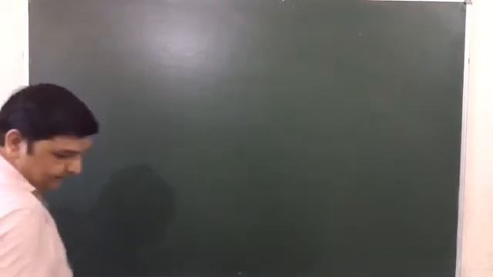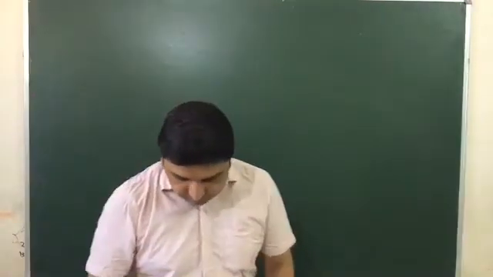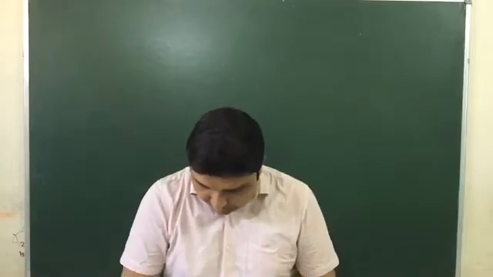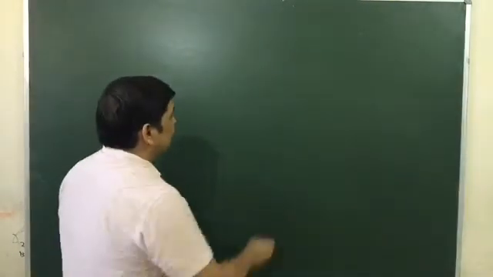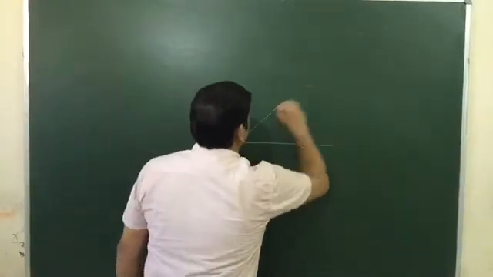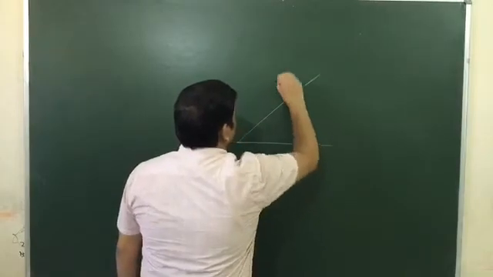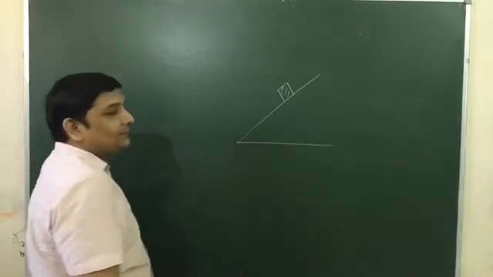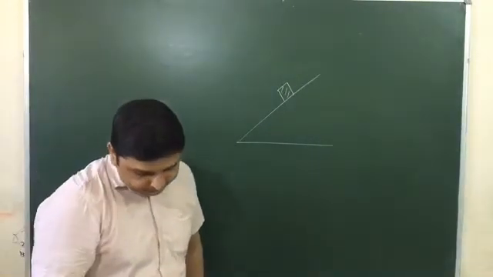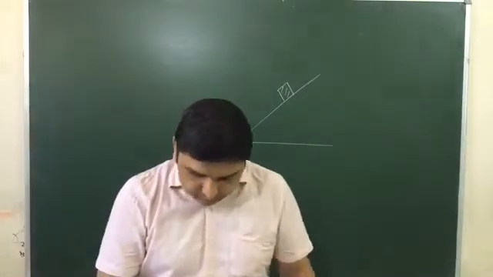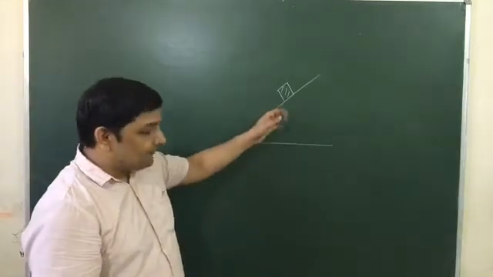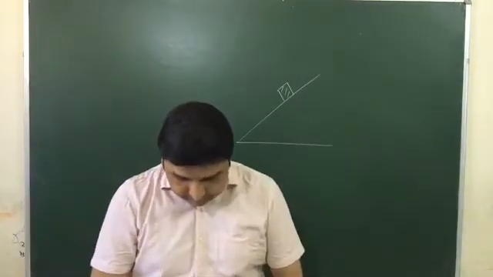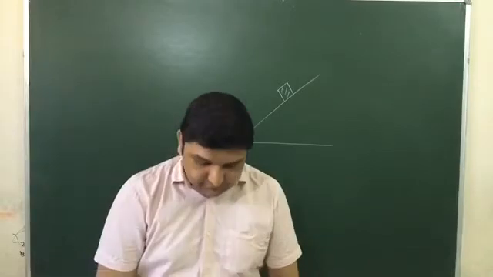Now, coming to next question, question number 3. A block of mass m is at rest on an inclined plane. Let us consider the mass of the block is m. The block of mass m is at rest. The coefficient of static friction is mu.